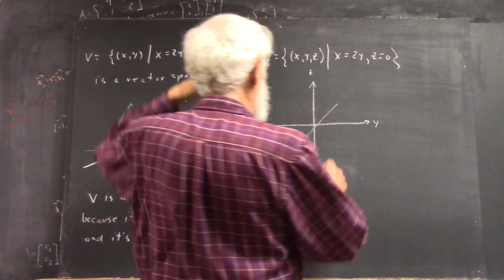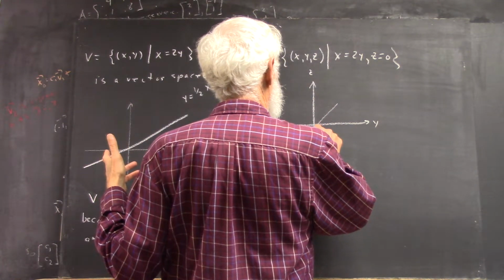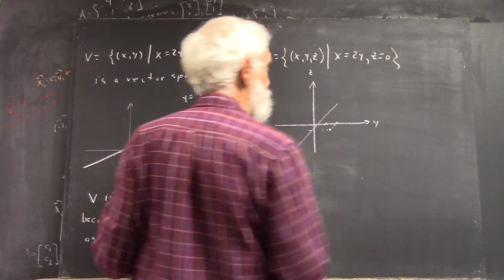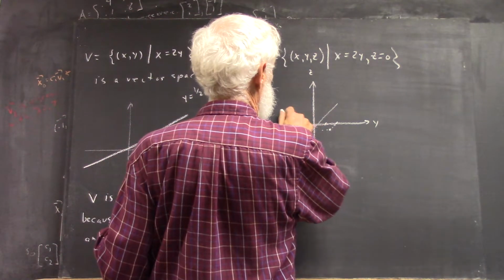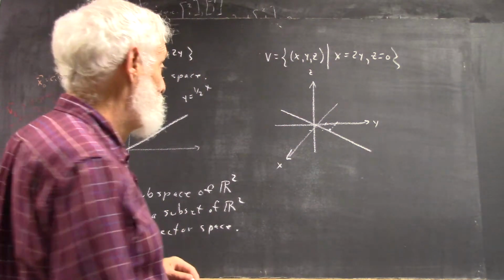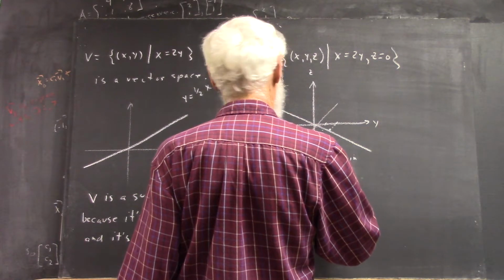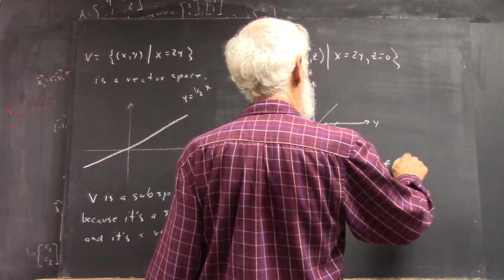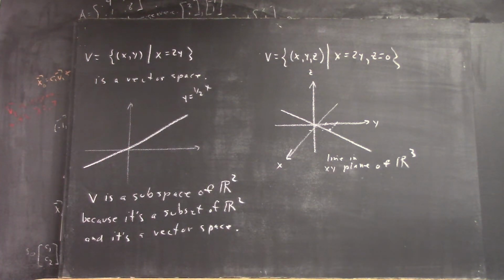So that just becomes the line where y equals 1/2 x. So if this is x equals 1 and this is y equals 2, there's a point on the line, right? Okay? And so is the origin, so that the line just looks kind of like this. Okay? So it's a line in the XY plane of R3. Okay?